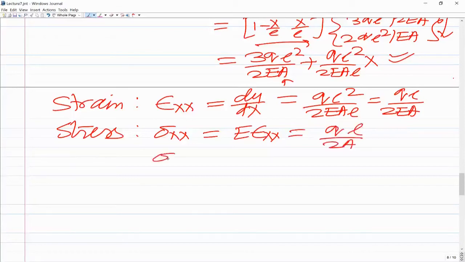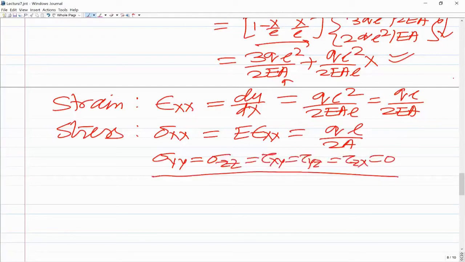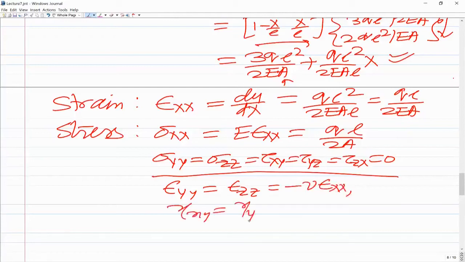And as I already mentioned, sigma yy will be equal to sigma zz equal to tau xy equal to tau yz equal to tau zx. These will be zero. So it is a uniaxial state of stress. Similarly, for the strains, epsilon yy will be equal to epsilon zz will be equal to minus nu times epsilon xx, and all other shear strains gamma xy, gamma yz, gamma zx will actually be zero, because this is the uniaxial state of stress. So all the stresses are zero, only this stress is non-zero.